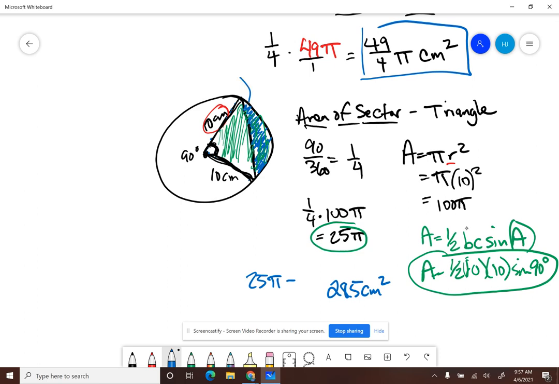Okay. So again, all we're doing here to find the area of a segment, and I want to go ahead and write that out here: this is a segment. To find the area of a segment, all I'm going to do is take the area of the sector, which we've already done up above. I'm going to take 1/4 times 100 pi, and that gives me the 25 pi.